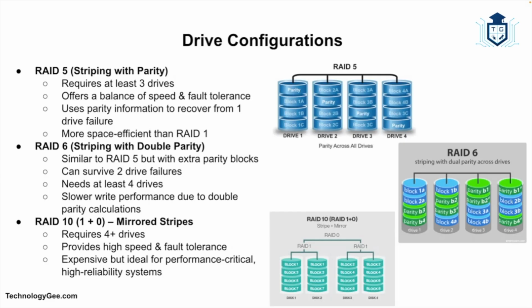You have what's called RAID 10, which is a combination of RAID 1 plus RAID 0. This is also known as mirrored stripes, and this requires at least 4 drives. This is fast and fault tolerant. However, it is expensive, but it is effective.